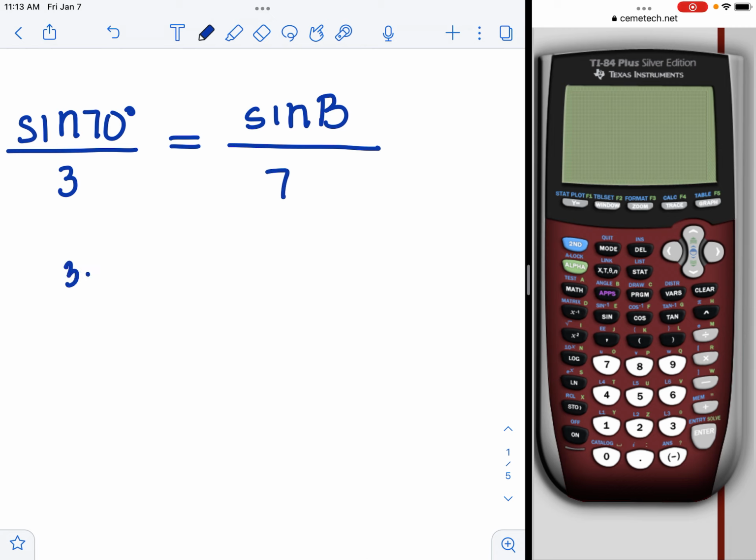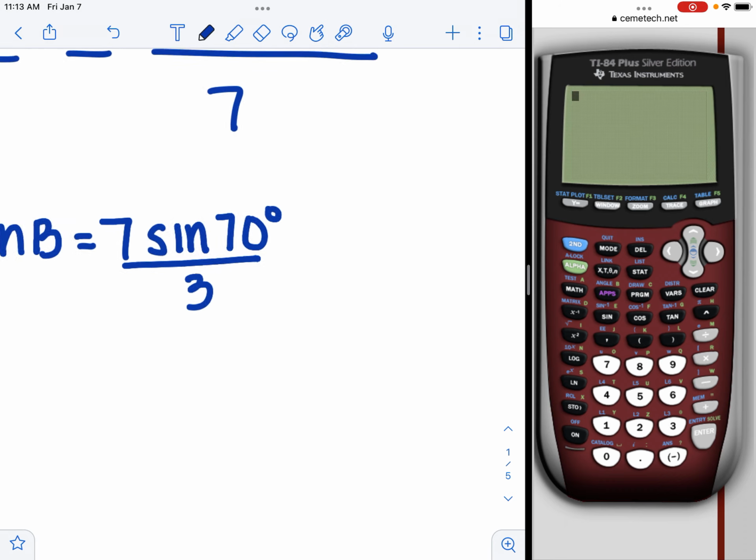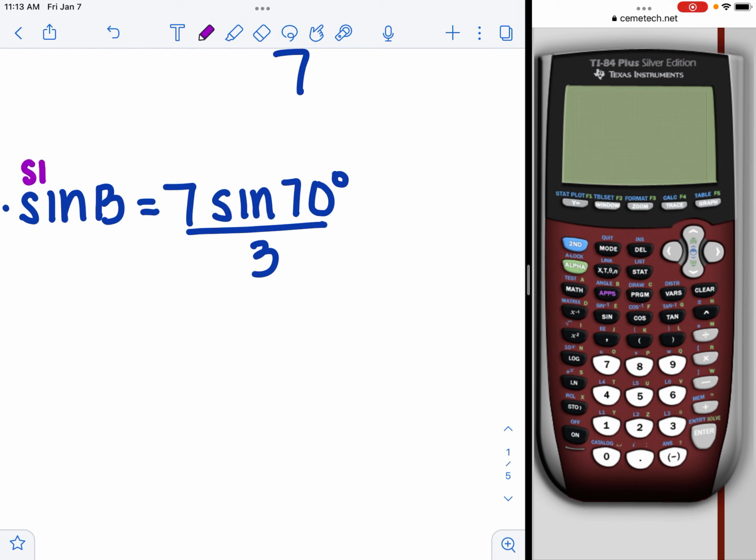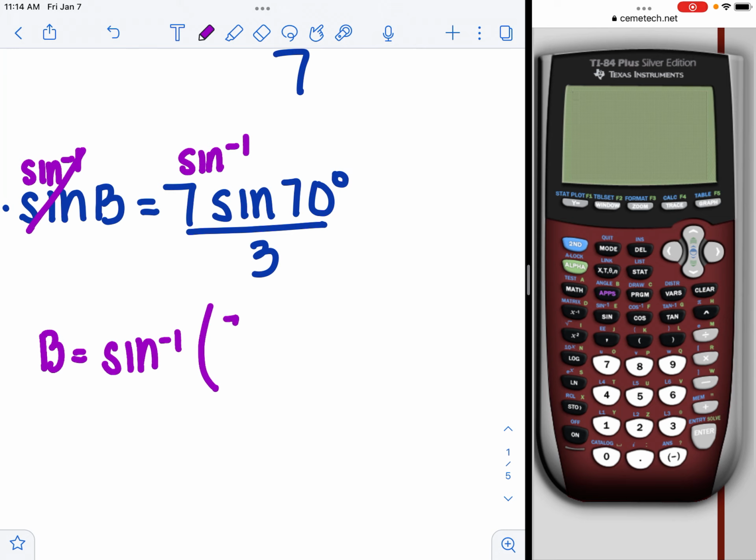All right, cross multiply. 3 times the sine of B is equal to 7 times the sine of 70. Divide both sides by 3. This is gone. So now I have sine of B is equal to 7 sine of 70 divided by 3. To get rid of this sine, I use sine inverse. So I'm going to sine inverse both sides. Sine inverse is going to cancel this out, and then I'll sine inverse this. So I have B is equal to sine inverse of 7 times the sine of 70 over 3.